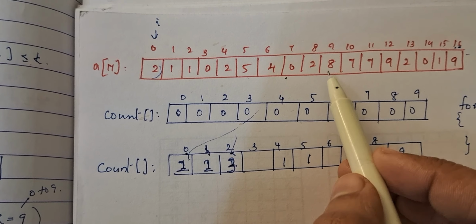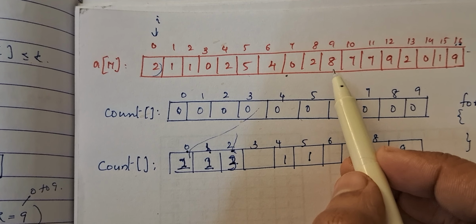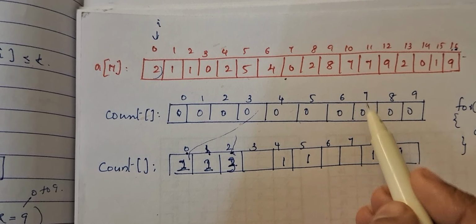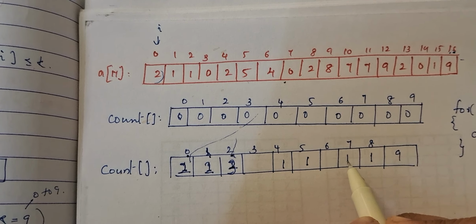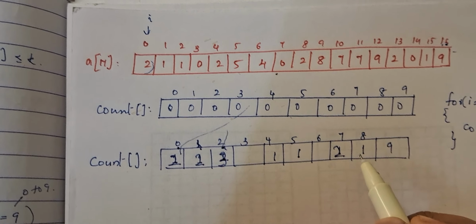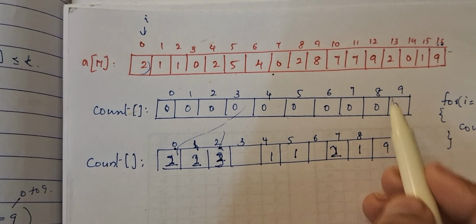Okay, then next is 8. So go to index 8 and increment the value. Okay, then 7, go to index 7, increment the value. Next is again 7, go to index 7 and increment the value by 1. So 1 becomes 2. Then go to index 9.